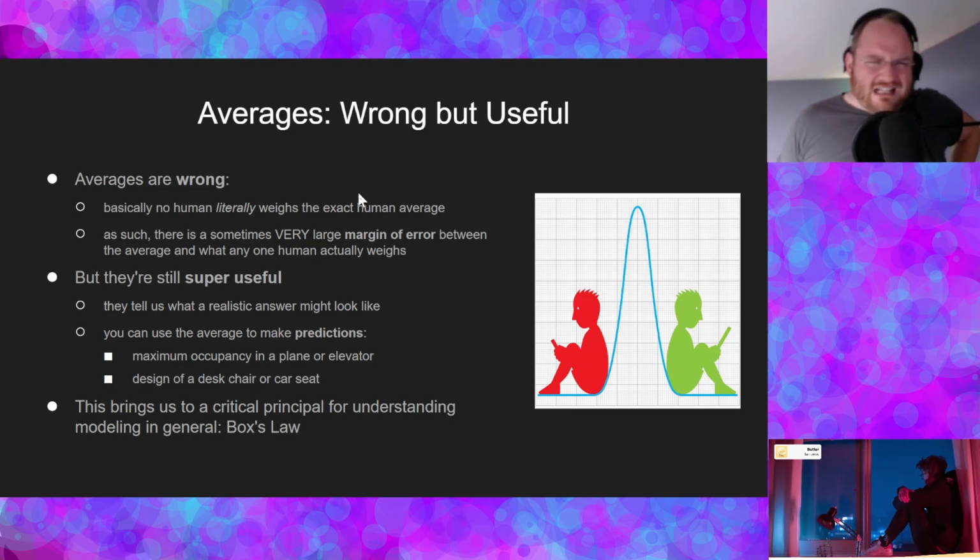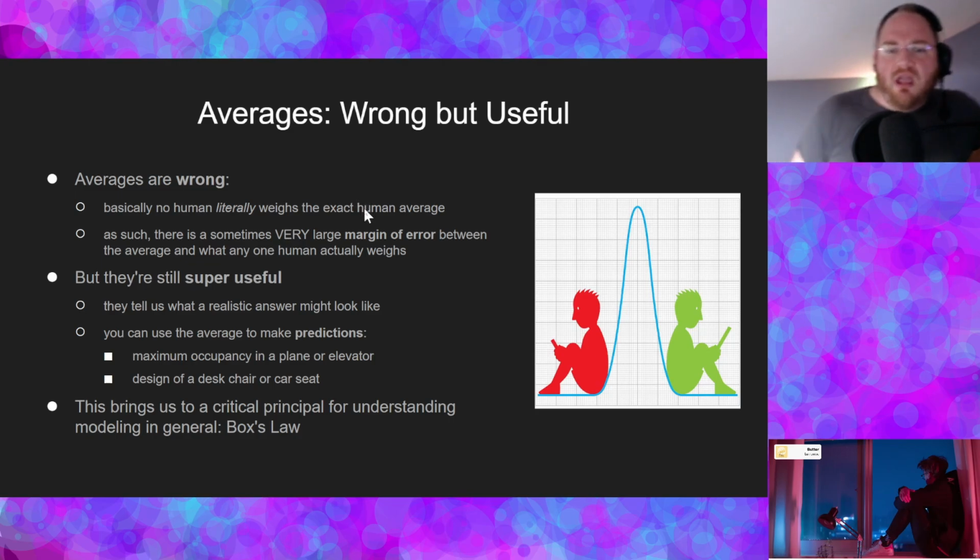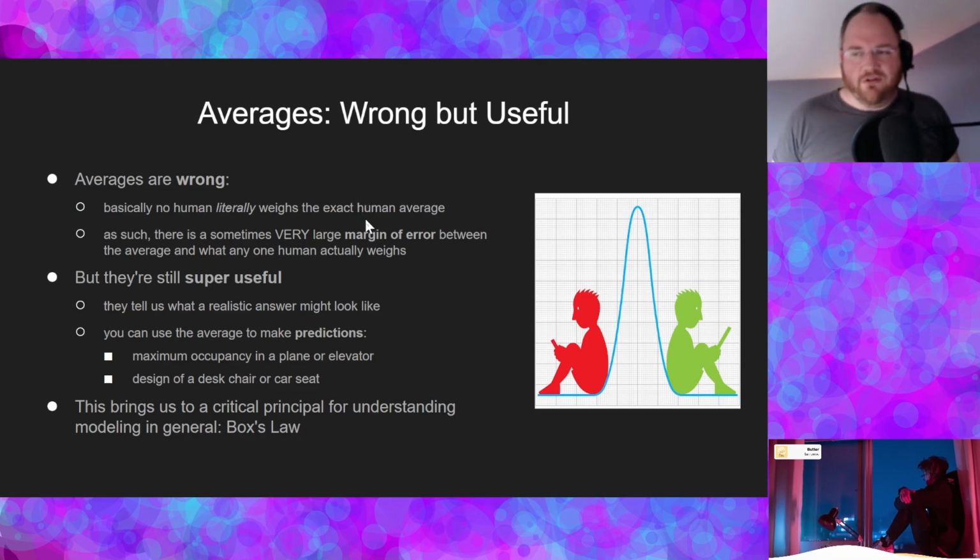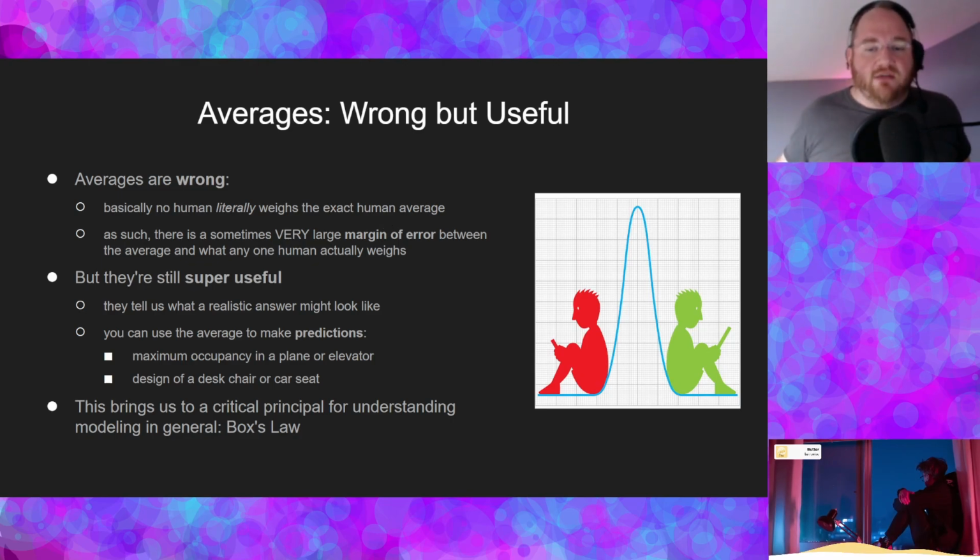That wouldn't make a lot of sense, given that the average seems to be, I actually forget, it's like 150 or something. I don't know. Pounds, if you're from a different weight system. So yeah, they're super useful. They give us a picture of what a realistic answer looks like. And you can use it to make predictions, right?